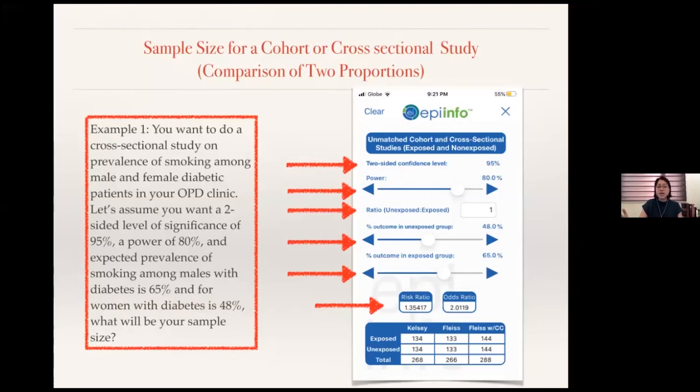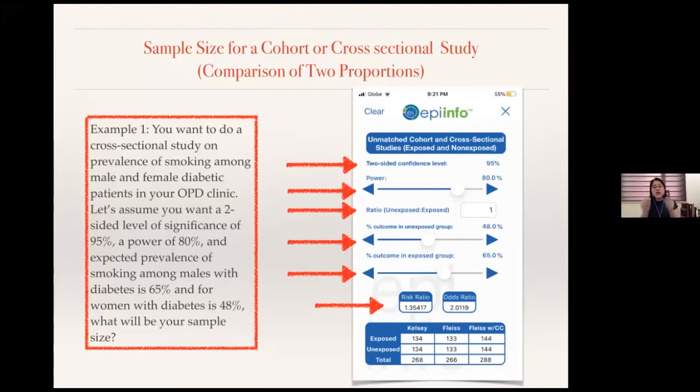However, in some cases kasi, previous studies might not give you the percentage, the proportion of how many percent males or how many percent females. What's gonna happen is they already give you the risk ratio or the odds ratio. In that case, what you can do with this particular app is you can just move the exposed group or the unexposed group. You choose anyone, it doesn't matter, until you see your odds ratio or your risk ratio change into what was available in the paper.